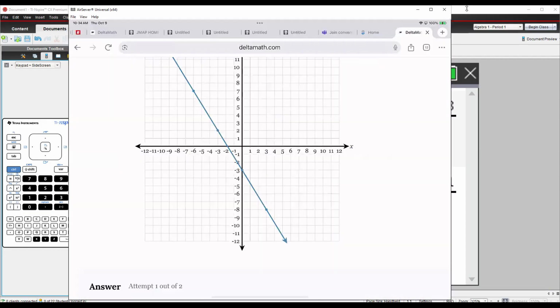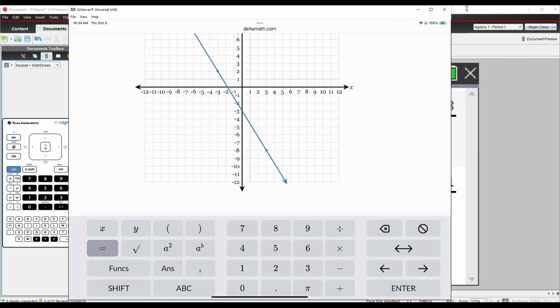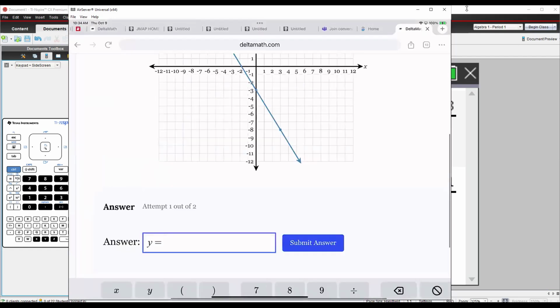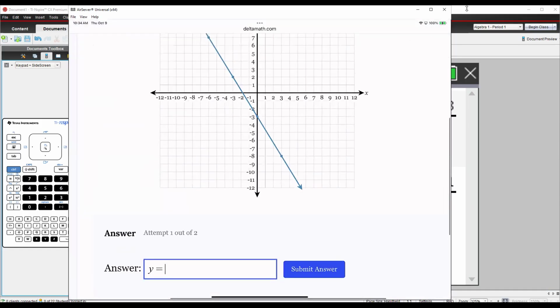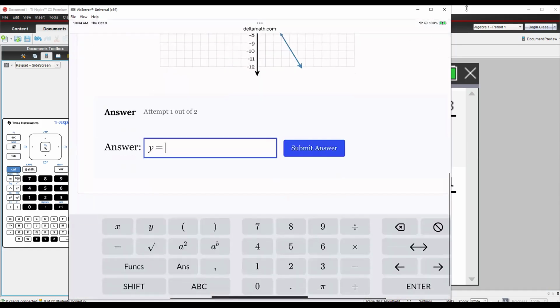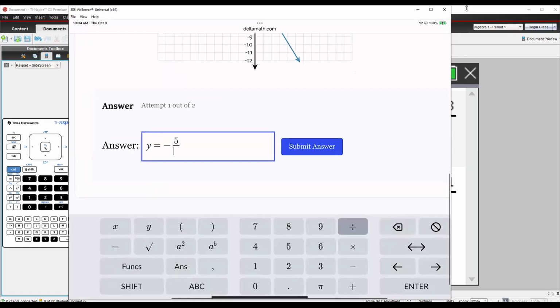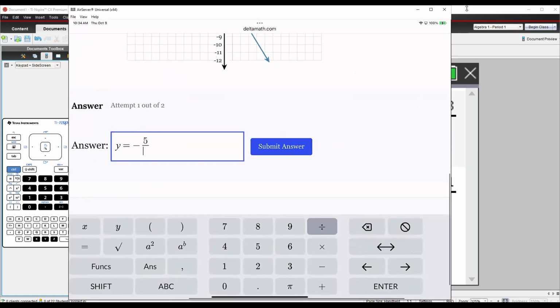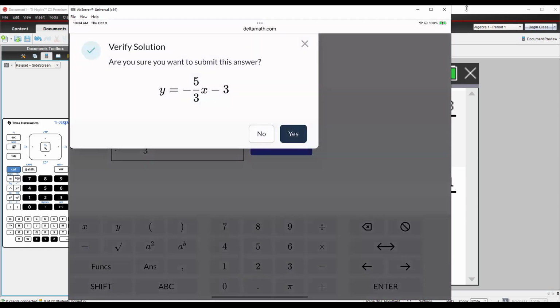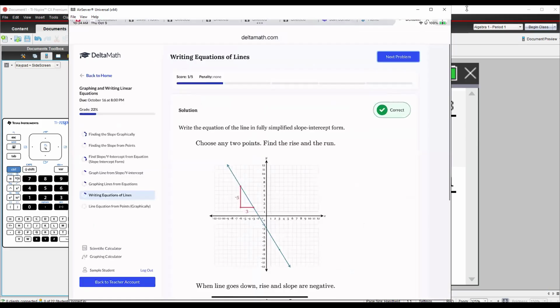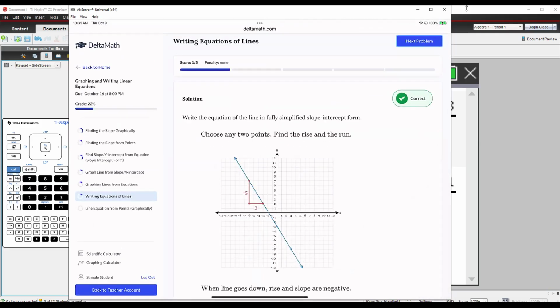So it's going to be y equals, and then what was it? It was -5/3. I believe that's what I said. -5/3 x, and then it was -3 for the y-intercept. I think that was right. Yeah, got it. All right, yeah, that's it.